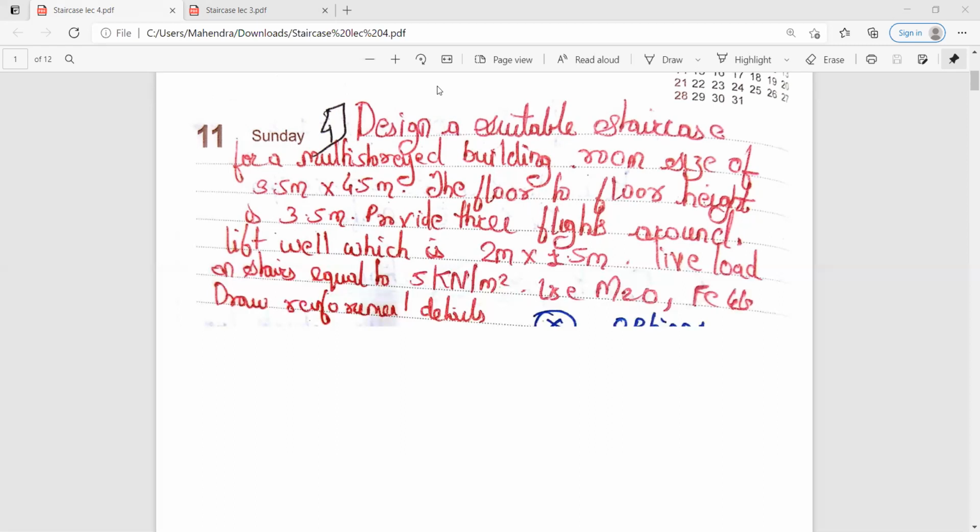What have they given you here? They have given you the room size, 3.5 by 4.5 meter. The floor to floor height is given as 3.5 meter, as well as the lift size, that is 2 by 1.5 meter, and the live load is given to you. And they have told you in the question that 3 flights are there. So proceeding with the detailing part.